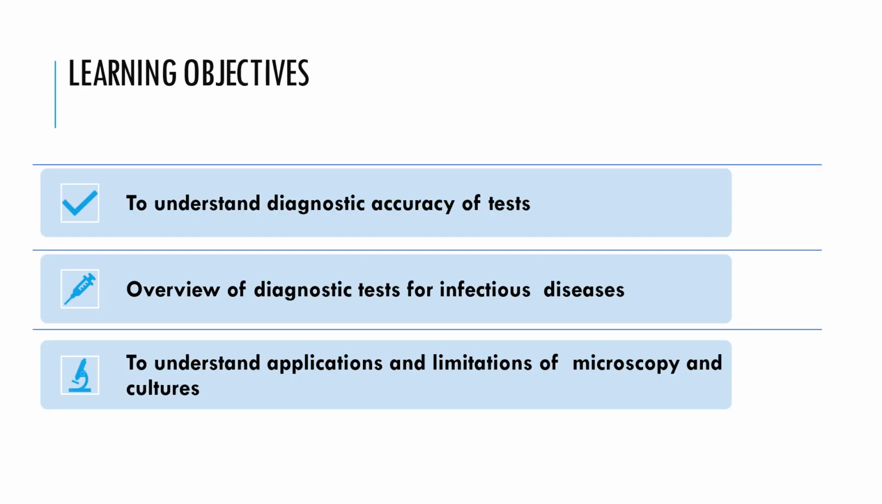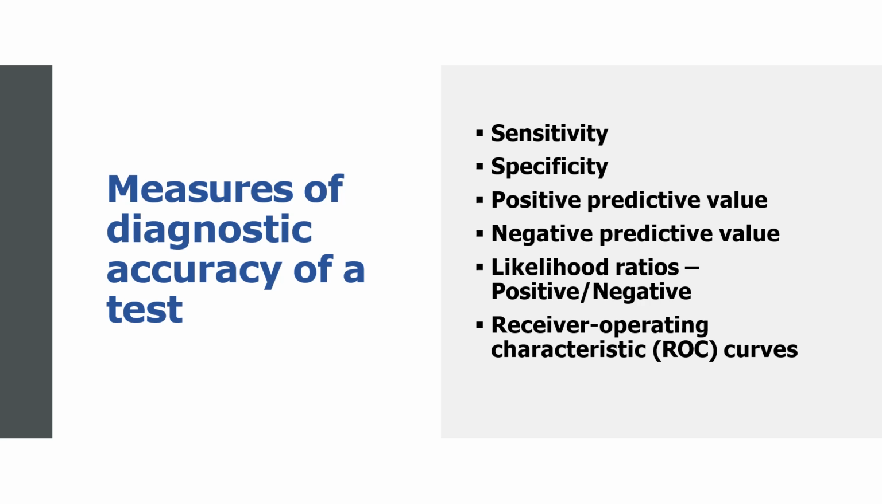Our objective in this session will be to understand the diagnostic accuracy, get an overview of diagnostic tests for infectious diseases, and understand applications and limitations of microscopy and cultures. Now let us learn about the measures of diagnostic accuracy of a test. This includes sensitivity, specificity, positive predictive value, negative predictive value, likelihood ratios, whether positive or negative, and receiver operating characteristic curves, that is ROC curves.